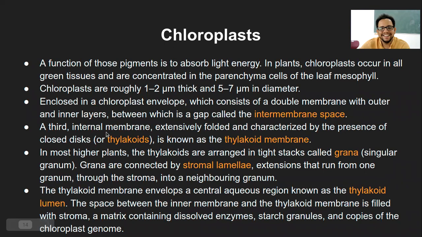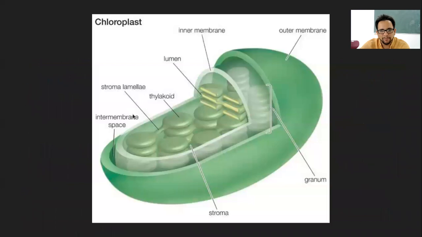A third internal membrane, extensively folded and characterized by the presence of closed discs called thylakoids, is known as the thylakoid membrane. Now, if you again go back to the diagram, these are the thylakoids, which are nothing but the even more folded internal structure. So there will be something called a thylakoid, which is a disc-like material, which is still covered.